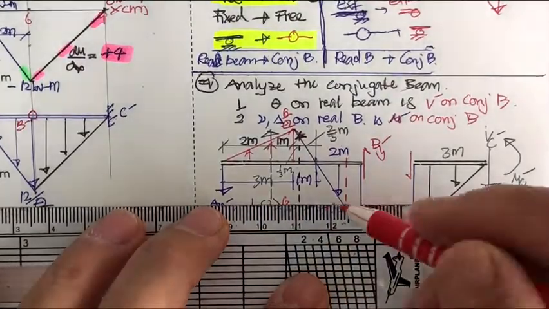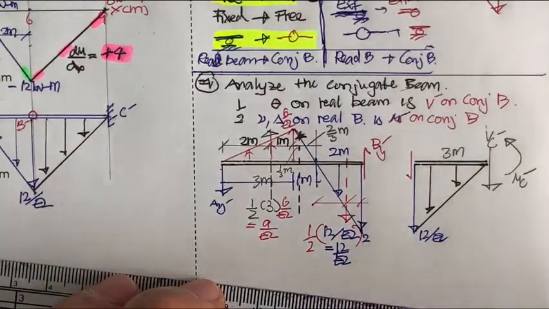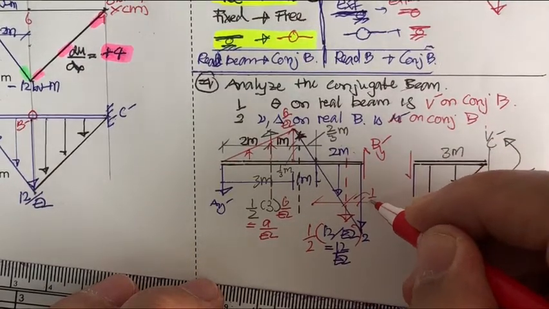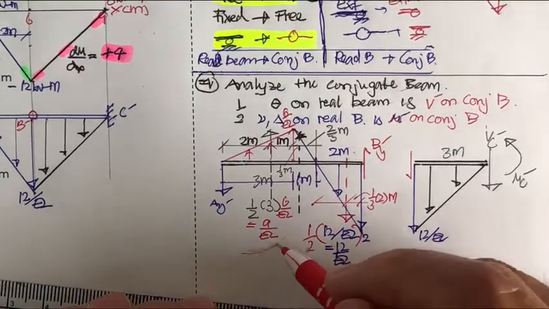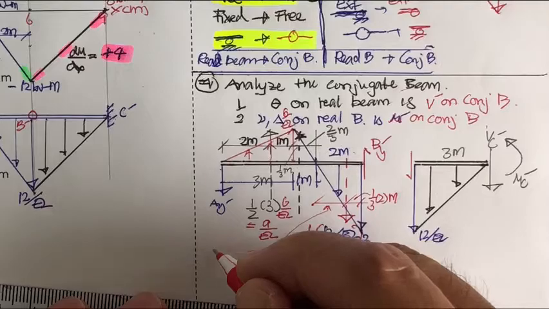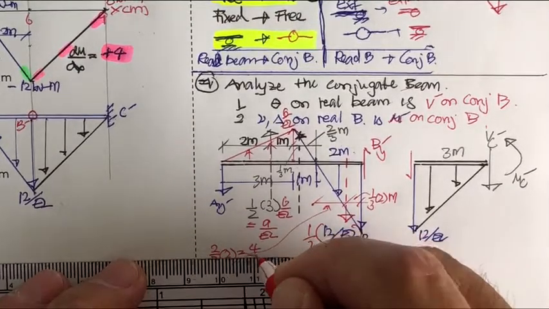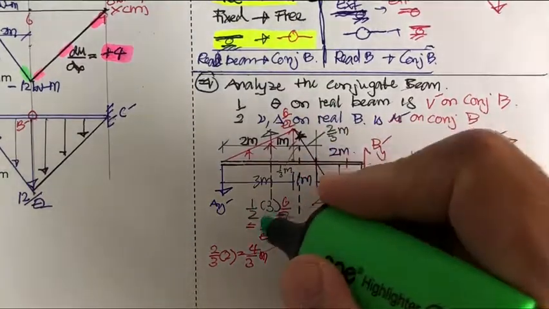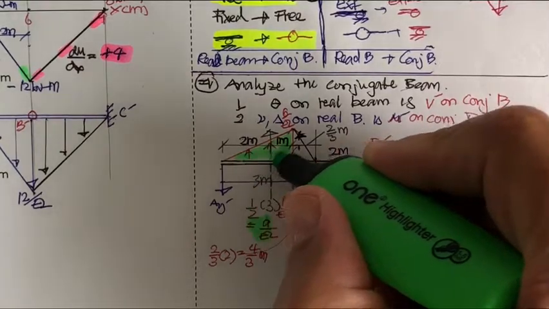And the length of this is going to be what? This is 2 meter, right? So this is going to be 1/3 of 2 meter. And over here, this is going to be 2/3 of 2. That is going to be 4 over 3 meter. Okay, let me do a little bit highlight on this. This is going to be 9 over EI. This is for this area.